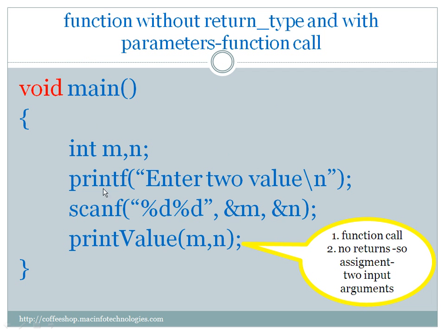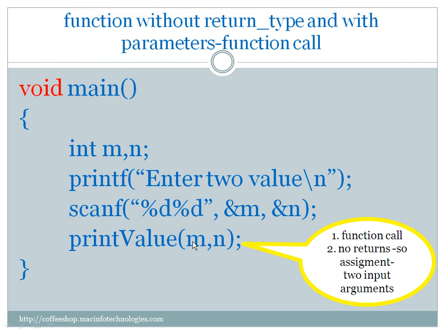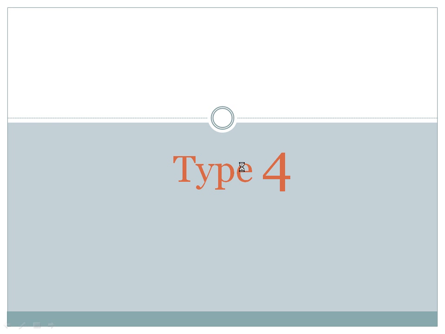Here I'm calling it from the main function. We have int m and n declared in main. We ask the user to enter two values. The user enters two values and we send them to the print value function. The print value function does not return anything, so we are not assigning it to any variable. But this function is expecting two values. If we send 5 for m and 6 for n, then x will receive 5 and y will receive 6. This way we can send values to a function.